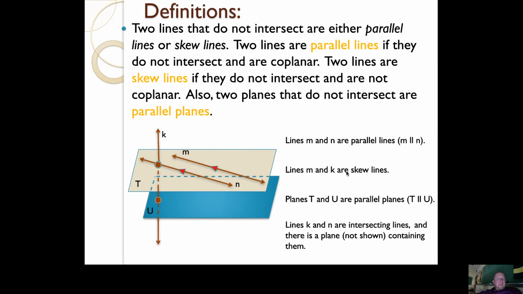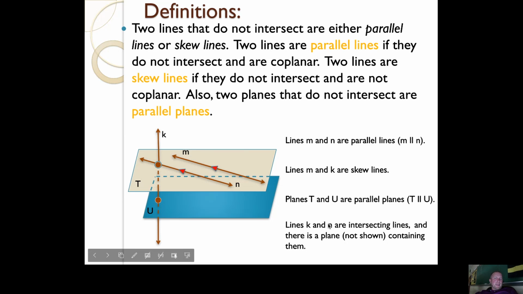Line M and line K are skew lines. So line K is vertical, and line M is kind of diagonal. But line M passes behind line K. It's not going to actually intersect with it. So as it keeps going this direction, it doesn't actually touch this line. It's behind the line. So you have a line in front of a line. These lines are not in the same plane. This line is on the beige plane, and this vertical line is not. That's why they're skew, because they don't touch each other, and they're not in the same plane.